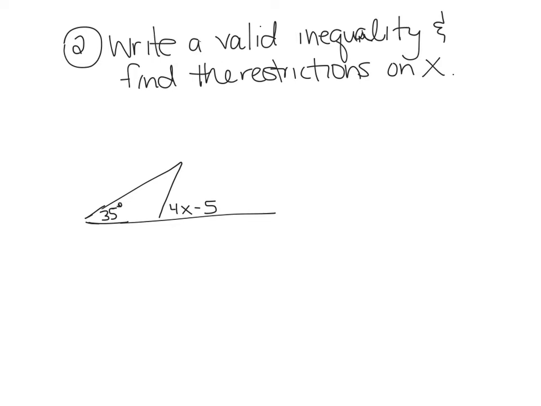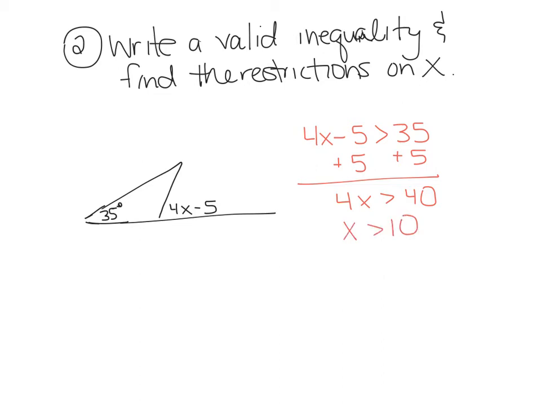Okay, so in this case, my exterior angle is 4x minus 5, and I know one remote interior angle is 35. So we might as well use our exterior angle inequality theorem for those two. 4x minus 5 must be greater than 35. Add our 5 to both sides, and 4x is greater than 40, resulting in x is greater than 10.